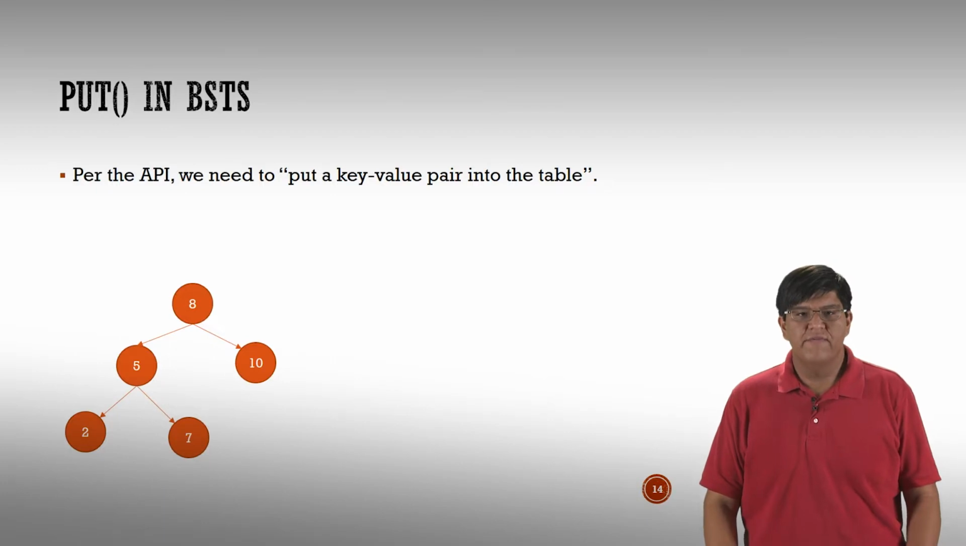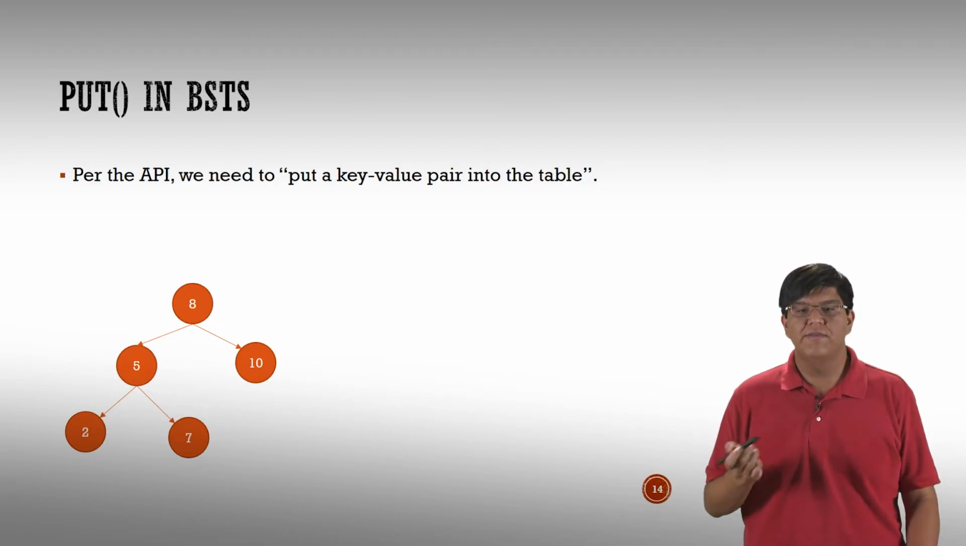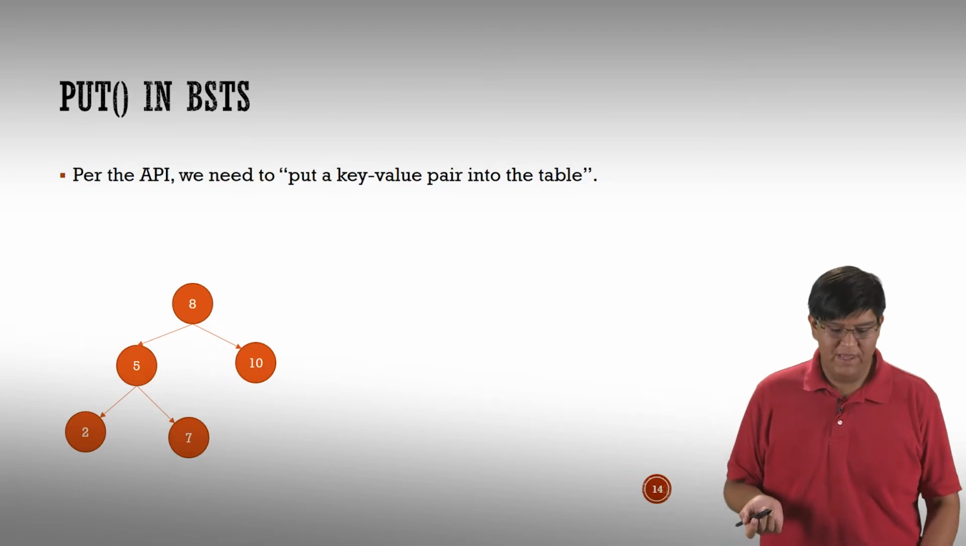Hey folks, in this video I want to talk about the put operation. So up top, I basically have what the API says. The put operation in a simple table should put a key value pair into the table. So what does that mean for us?